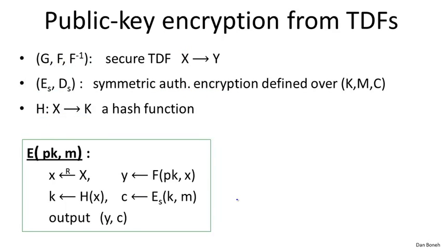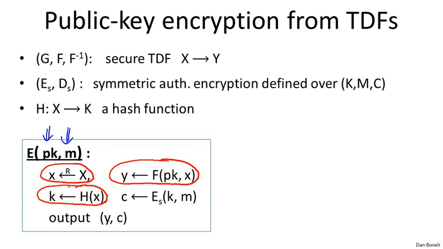Let's start with encryption. So the encryption algorithm takes a public key and a message as input. What it will do is generate a random X from the set capital X. It will then apply the trapdoor function to this random X to obtain Y. So Y is the image of X under the trapdoor function. Then it will generate a symmetric key by hashing X. So this is a symmetric key for the symmetric key system. And then finally, it encrypts the plaintext message M using this key that was just generated. And then it outputs the value Y that it just computed, which is the image of X, along with the encryption under the symmetric system of the message M. So that's how encryption works.